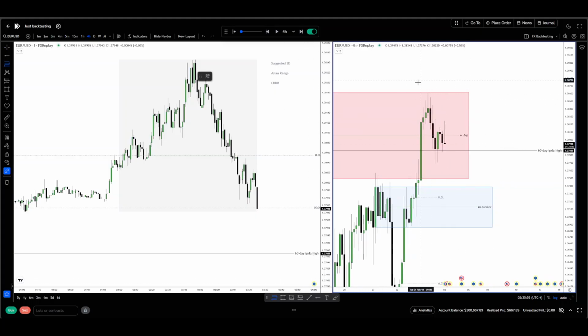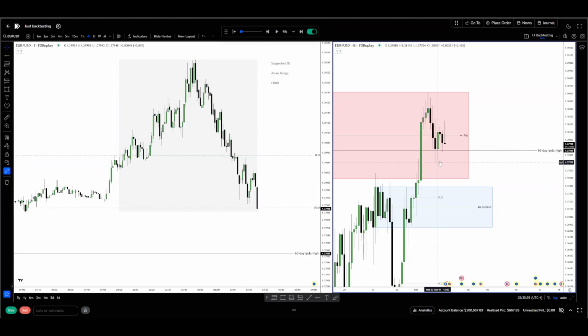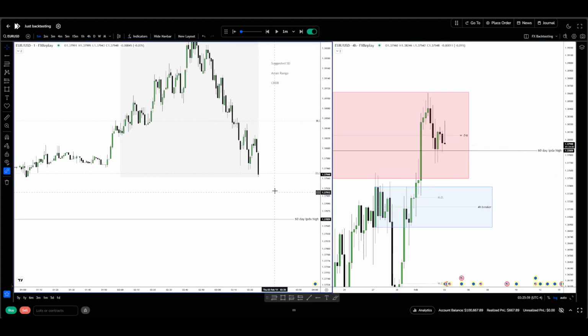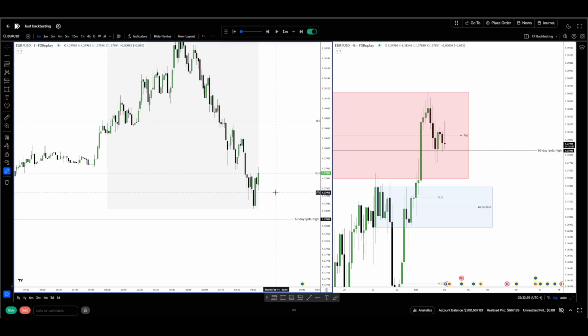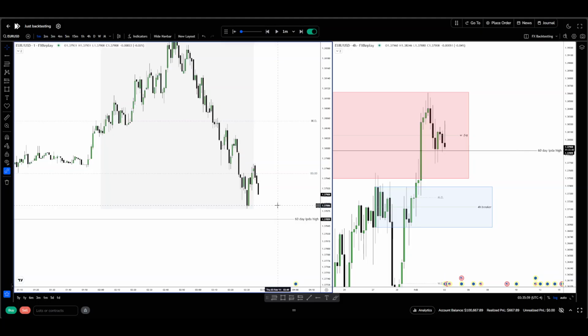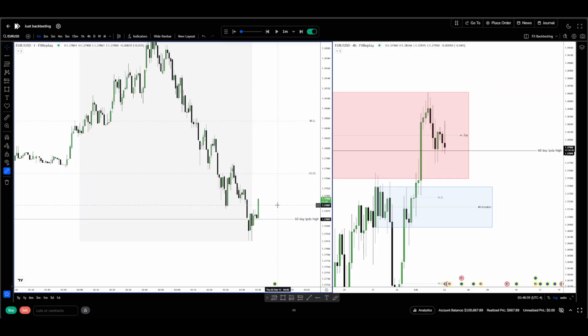So on the lower time frames it would be this. Took out this high. Trading lower. And now we have relative equal highs right there. So that would be my next target. So waiting for a retracement. Of course we are bearish.